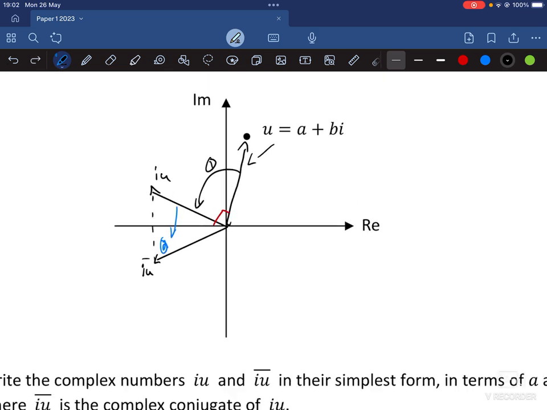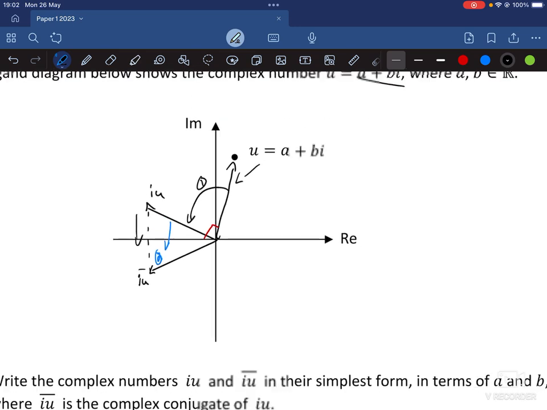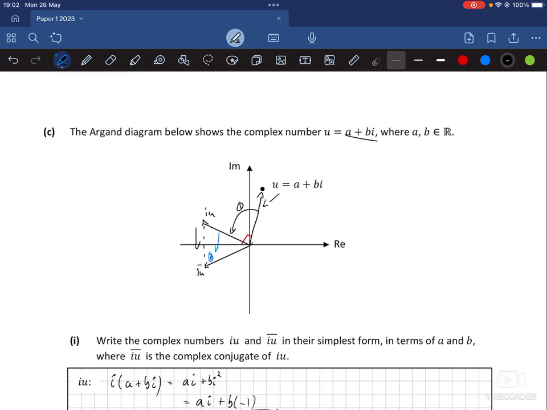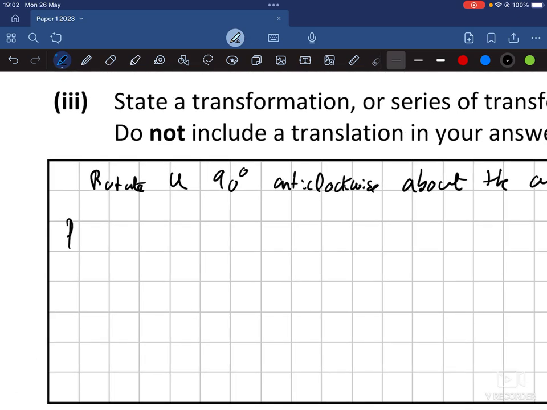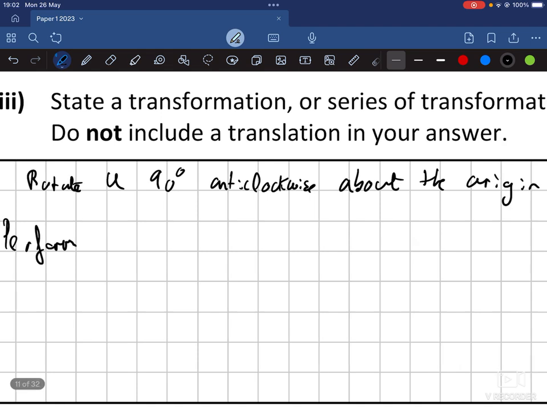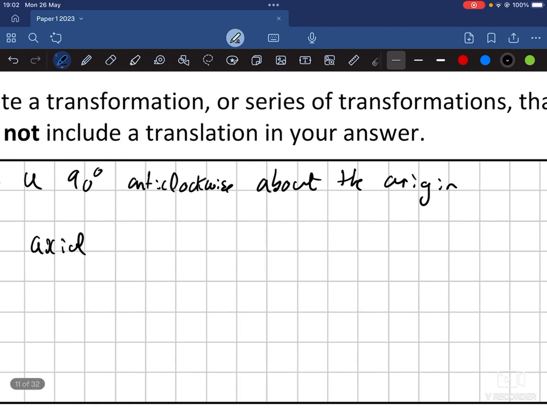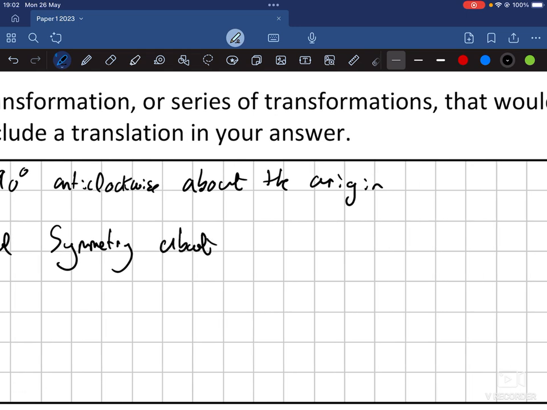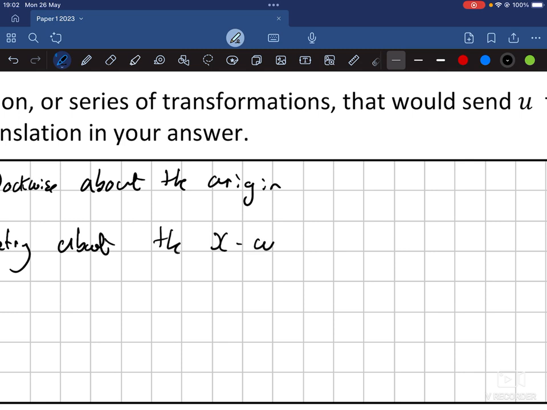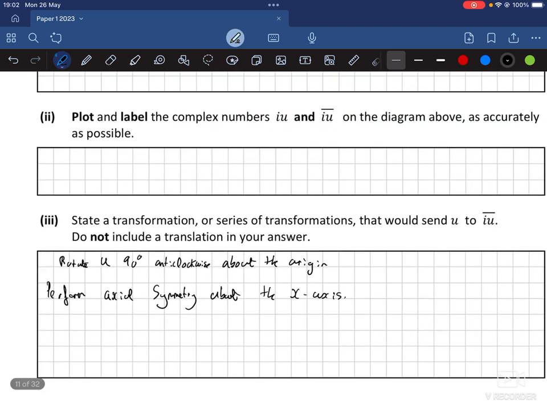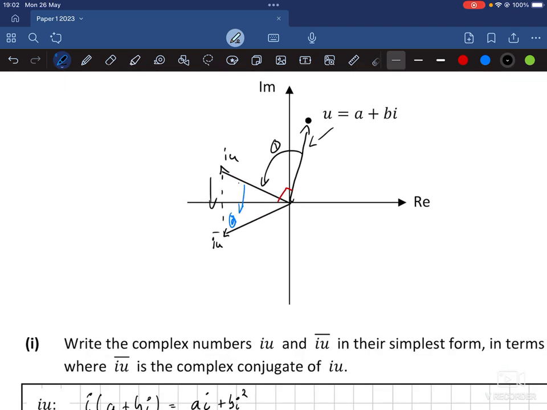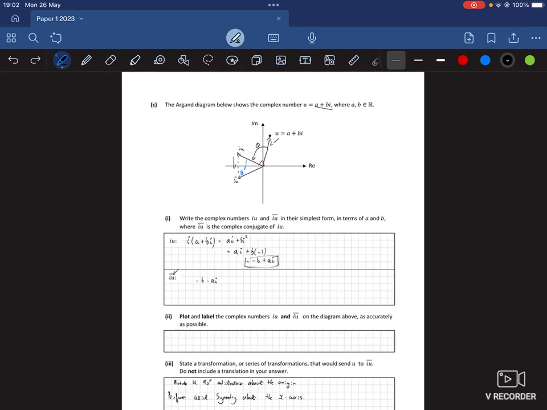Then to get from iu to iu conjugate, we are going to perform, I think it's called central symmetry, or no, axial symmetry. Then we'll say perform axial symmetry about the x-axis. So what that means is mirror. Axial symmetry is a fancy word for mirror. So all we're going to do is take the mirror image of this here, and that'll give us iu conjugate. Okay, and that's how you do that question.